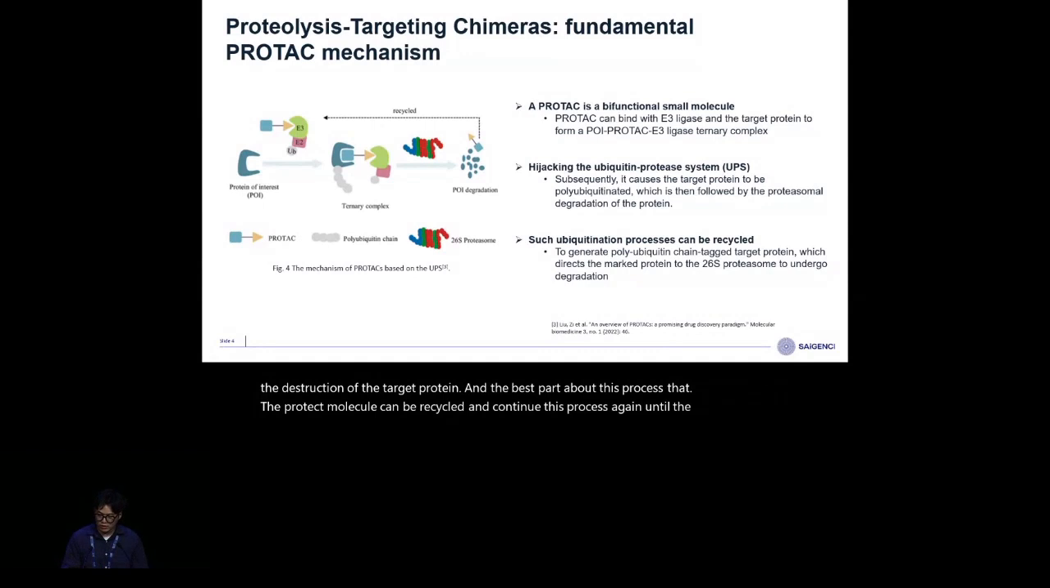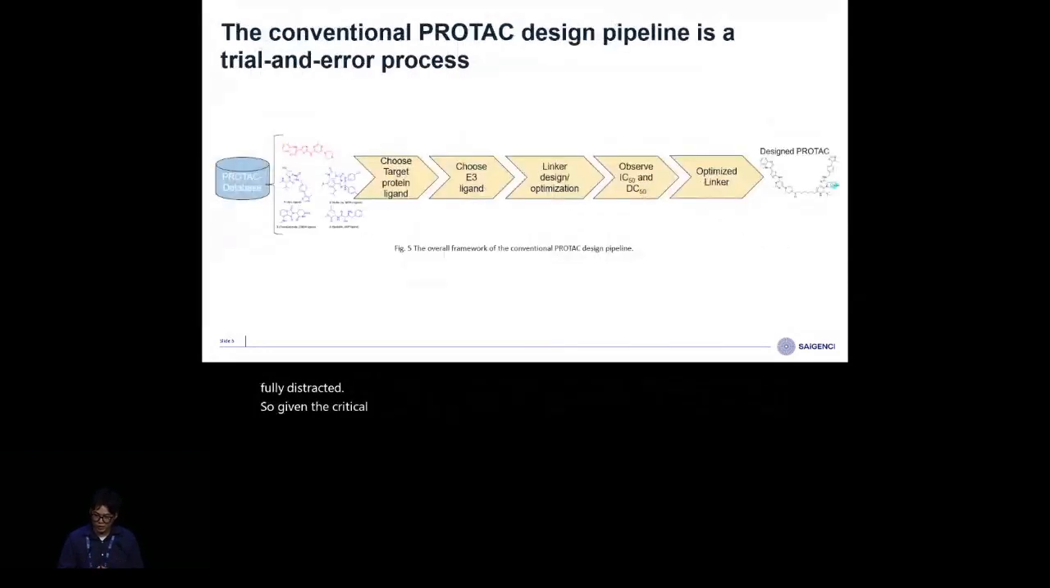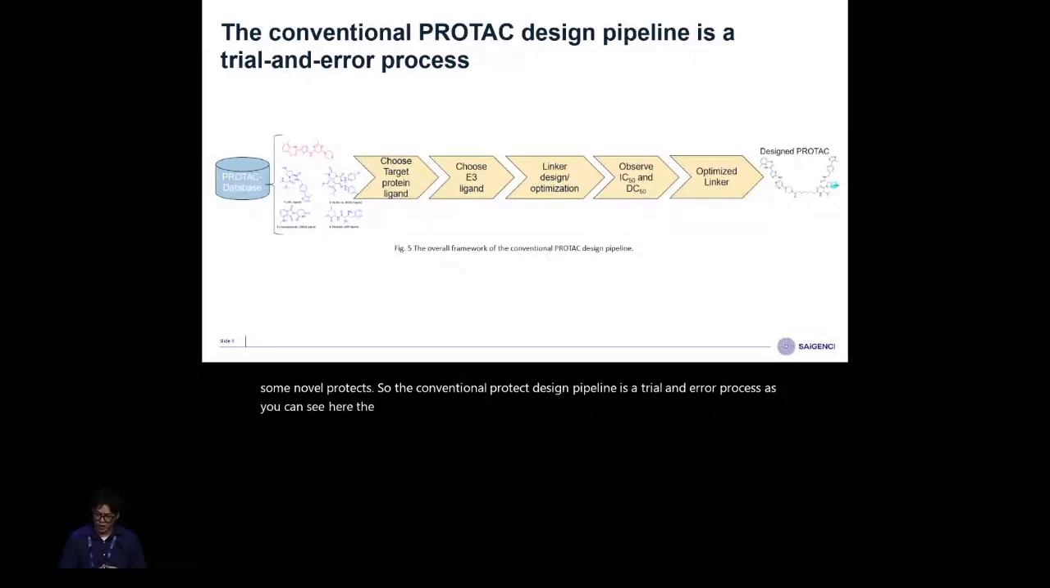So given the critical role of the PROTAC molecule, there have already been a lot of trials by biochemists trying to design and generate novel PROTACs. So the conventional PROTAC design pipeline is a trial and error process. As you can see here, the biochemists will first choose some ligands from the PROTAC database. So there is already a PROTAC database that has the existing warheads and the E3 ligands. They first choose these ligands.